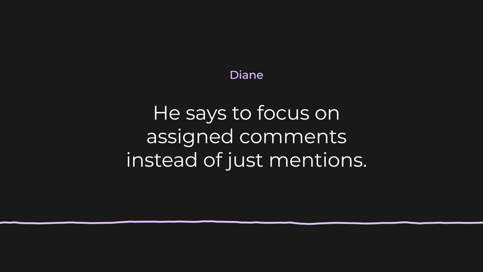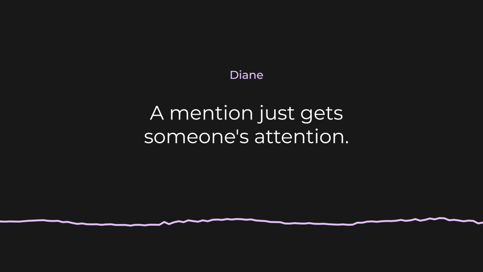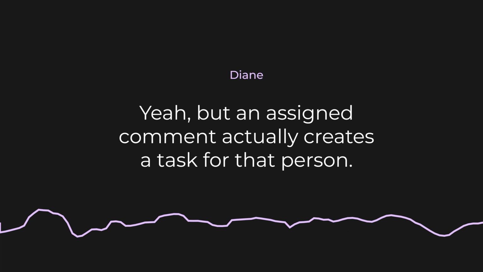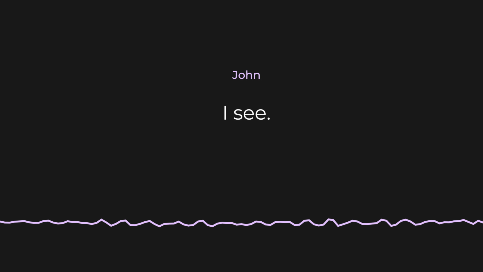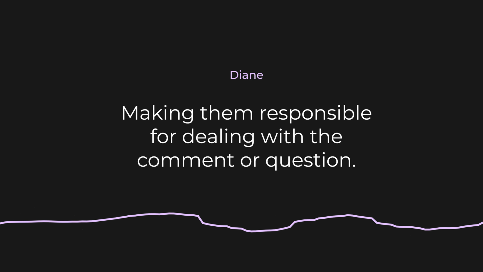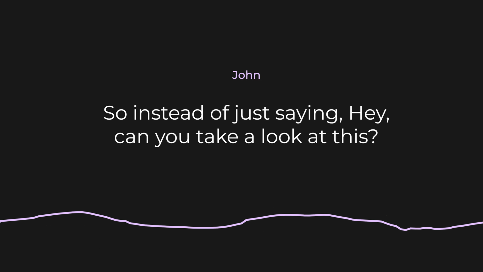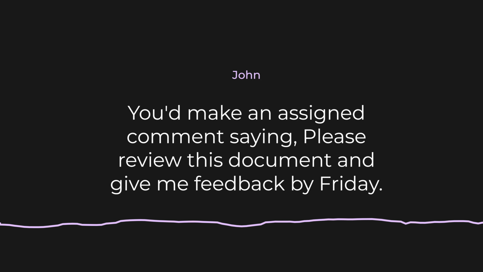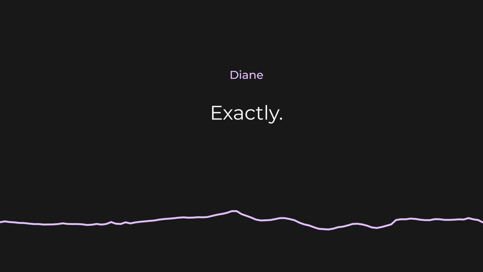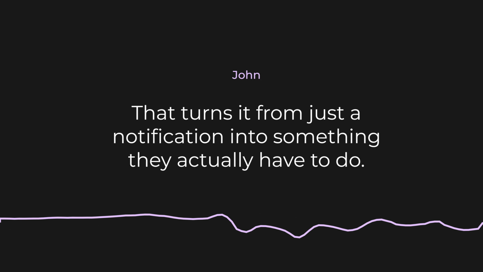He says to focus on assigned comments instead of just mentions. Okay, what's the difference? A mention just gets someone's attention. Like a little flag. Yeah, but an assigned comment actually creates a task for that person, making them responsible for dealing with the comment or question. So instead of just saying, hey, can you take a look at this? You'd make an assigned comment saying, please review this document and give me feedback by Friday. Exactly. That turns it from just a notification into something they actually have to do.